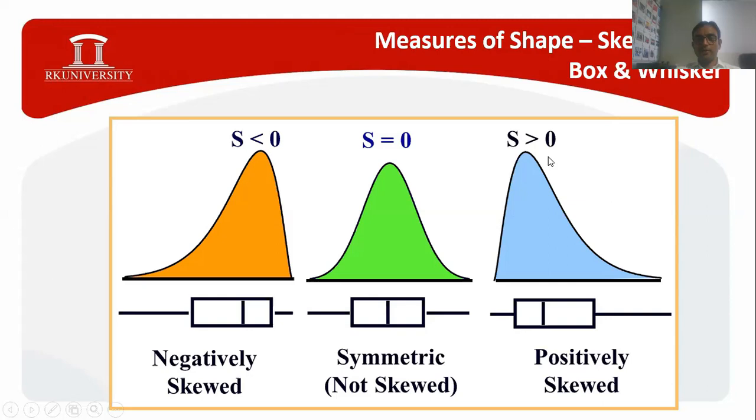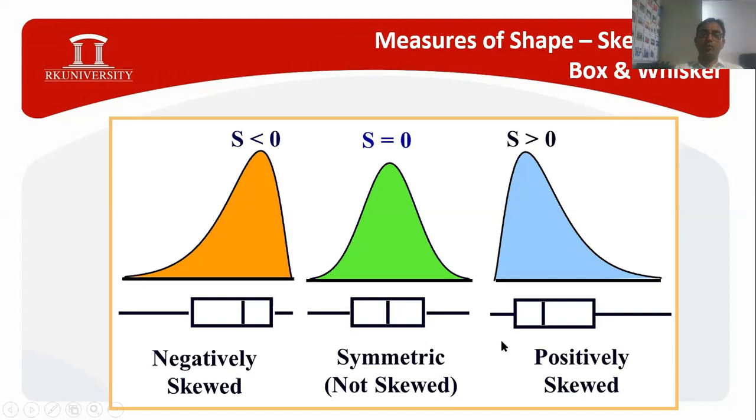Whereas in this example, we can see that the coefficient of skewness is greater than 0, and more data values are less than the mean value. So this will be called positively skewed data. I hope that from this representation of the different kinds of distributions, you can identify whether the data is skewed or not. And the same thing you can see in the box and whisker plot. So this is negatively skewed data. This is no skew, or symmetric data, and this is positively skewed data.